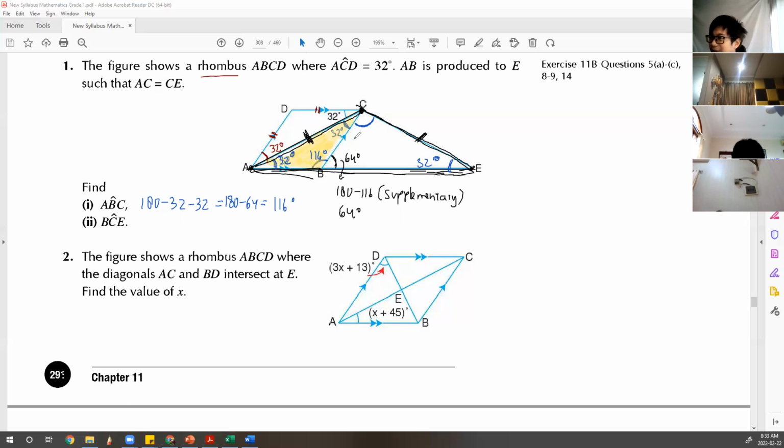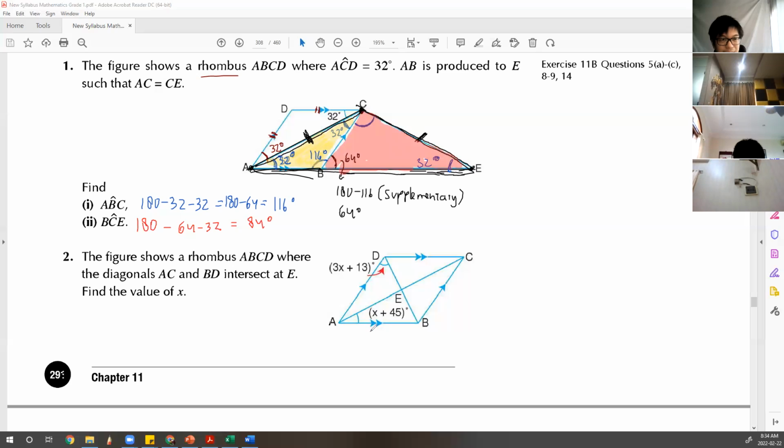Next, how do you calculate BCE? You need to focus on what I highlight here. This triangle, the red triangle, adds up to 180 also, right? So BCE is 180 subtract 64, subtract 32, right? So 180 minus 64 minus 32. The answer is 84 degree. Okay, done.